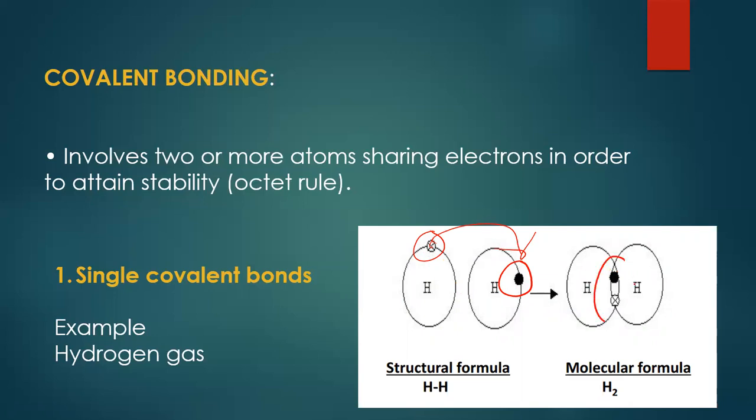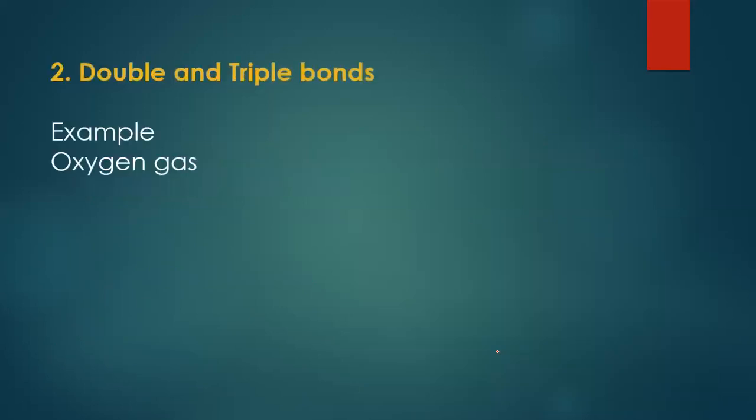What is happening here? You can see there's a sharing that is happening. And then the molecular formula for hydrogen is H2, implying that it has two atoms of hydrogen. Okay, so let's quickly move on to a double bond, or a double and triple bond.